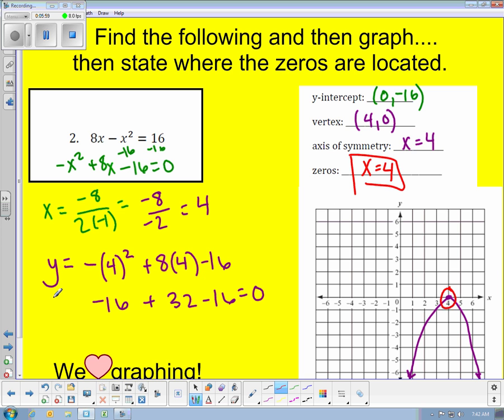And yeah, only one solution for this quadratic equation.